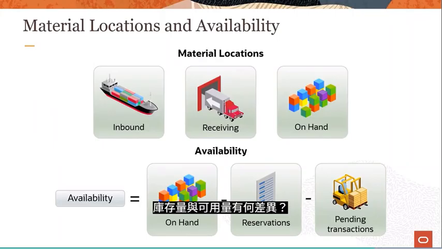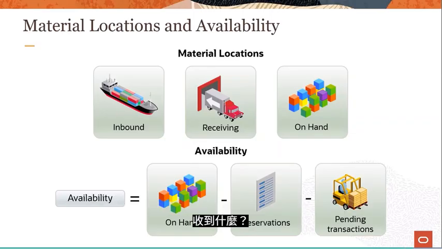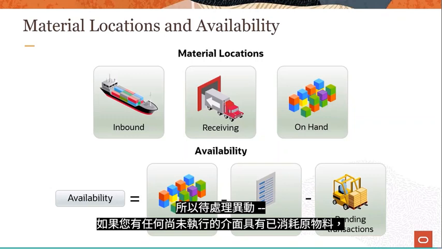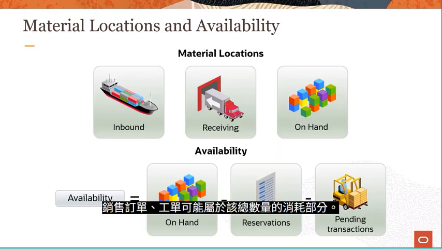So what's the difference between on-hand and availability? Material that is available can be a combination of things that are inside your four walls, from a big picture, inbound, what's in receiving. What is available to transact is what's on hand minus any reservations, minus any pending transactions. Pending transactions, if you have any interfaces that haven't run, that have consumed material, that is a possibility. So if somebody goes and looks at the on-hand quantity and there's 100, but there's only 80 of them available, that generally means there's a reservation against that material. There could be a sales order, work order, something that's consuming part of that total quantity.